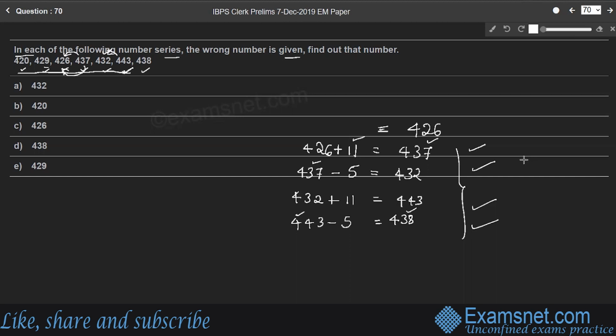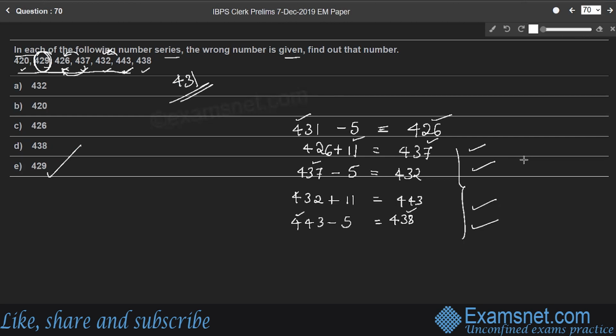426 is obtained when 5 must be subtracted from some number. What is that number? The number must be 431. When 5 is subtracted from 431, we'll get 426. But in the given series, 429 is given. Hence, 429 is the wrong number. Therefore, option E, 429 is the wrong number. Instead of 429, the number has to be 431.